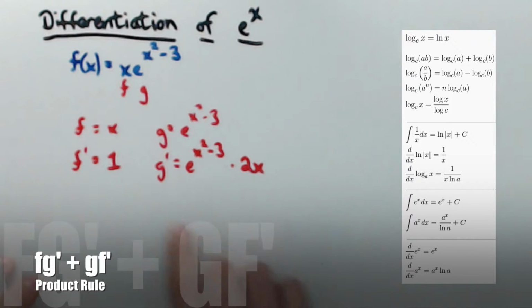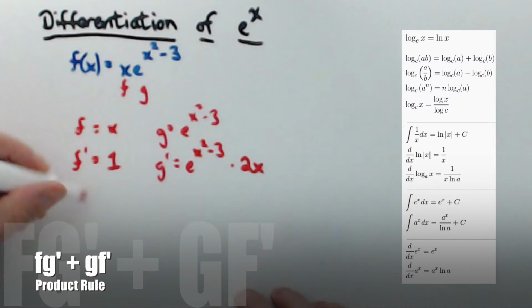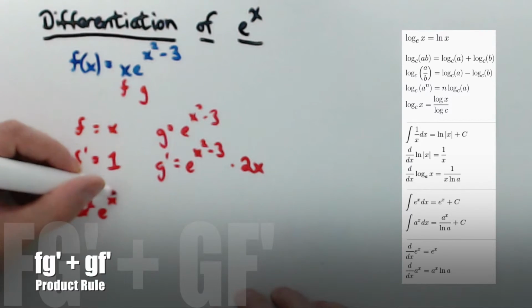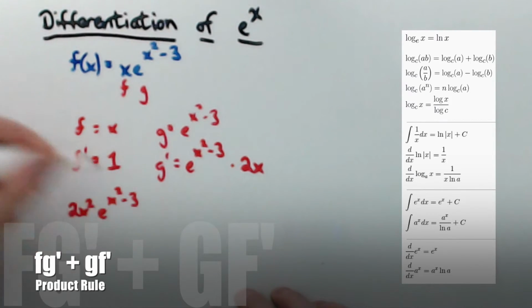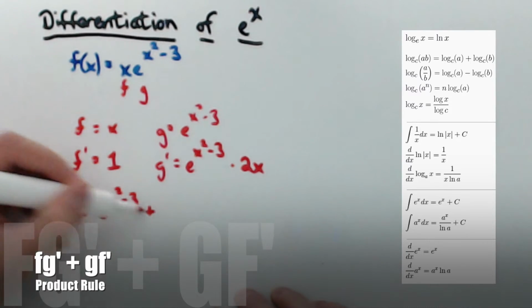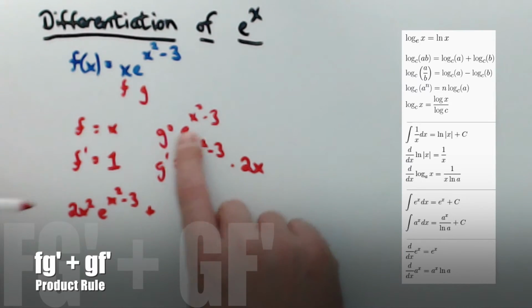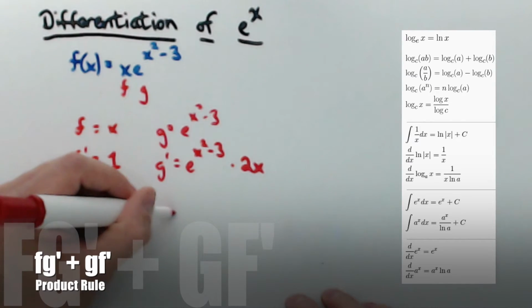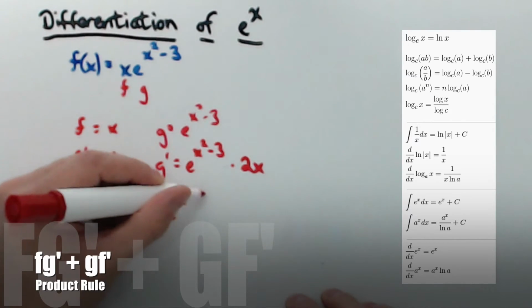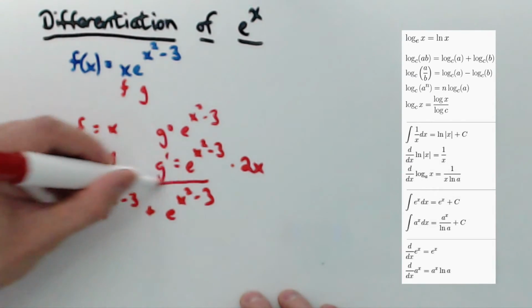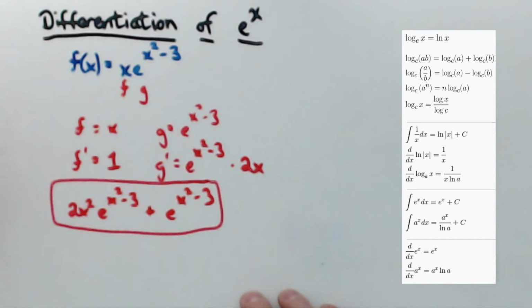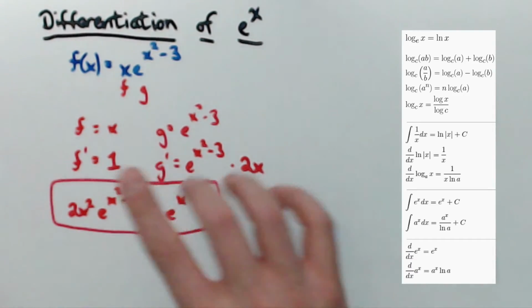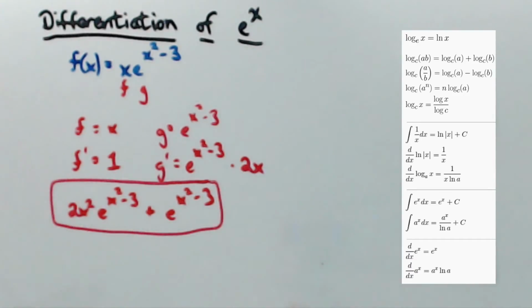From here, now, we've got to do f g prime, which is going to be 2x squared e to the x squared minus 3, plus, then you're going to do this g times f prime, which ends up being e to the x squared minus 3. And then you have your answer right there for the derivative of this function up here, using the fact that the derivative of e to the x is equal to e to the x.